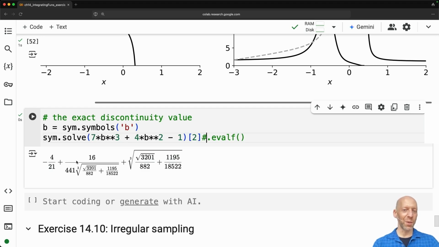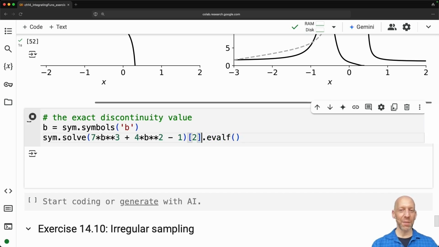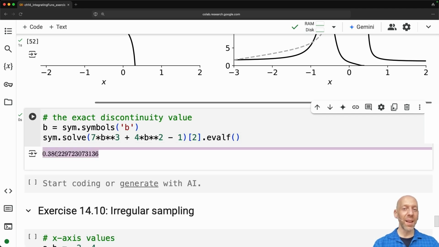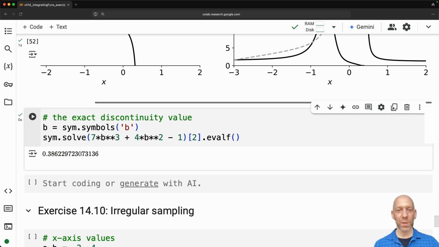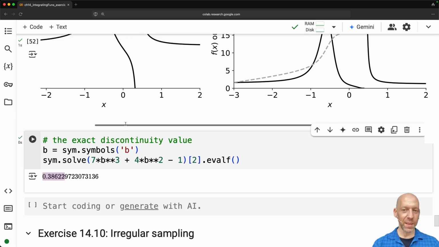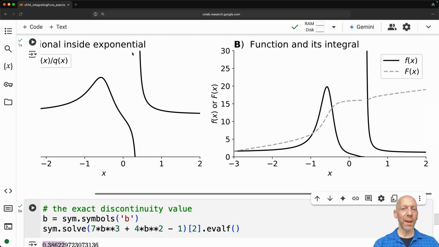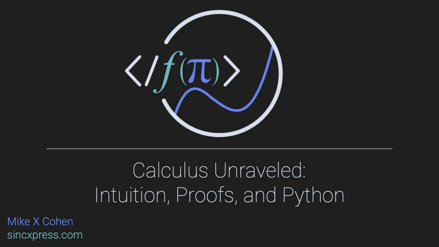And this is just a really long, complicated looking thing. But these are all numbers, right? This is just a numeric result. There's no variables in here. So now I'm using eval_f to give us a numerical approximation of that exact result, which included square root signs and so on. And basically this tells us that when x equals 0.386, etc., then we have this discontinuity over here.